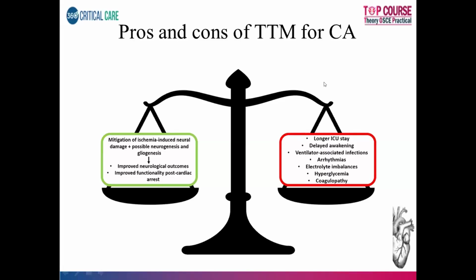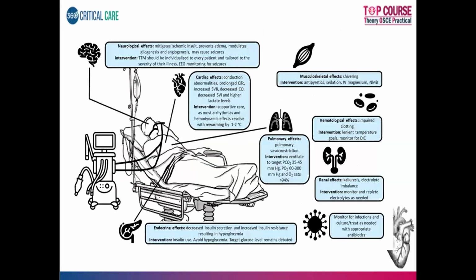But coming to the cons, there is longer ICU stay, delayed awakening, a lot of infections, pneumonias, ventilator-associated pneumonias, arrhythmias, electrolyte imbalances, hyperglycemia, and coagulopathy. And if you come to systemic effects of targeted hypothermia, the only important thing is that neurological benefits are there. Other than this, hypothermia may lead to seizures. Coming to cardiac effects, it may cause conduction abnormalities, prolonged QTc, decreased cardiac output, increased lactate levels. In the musculoskeletal system, increased chances of shivering.